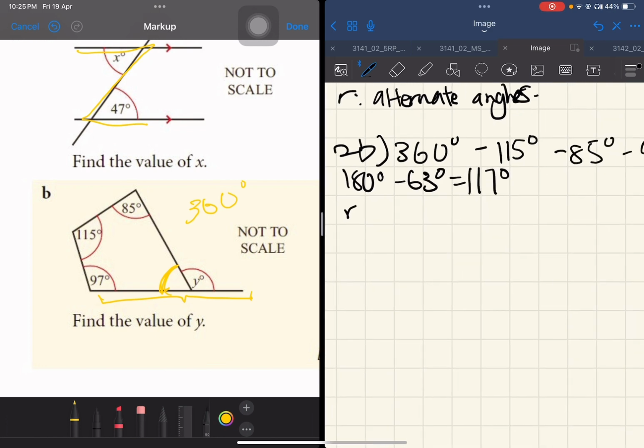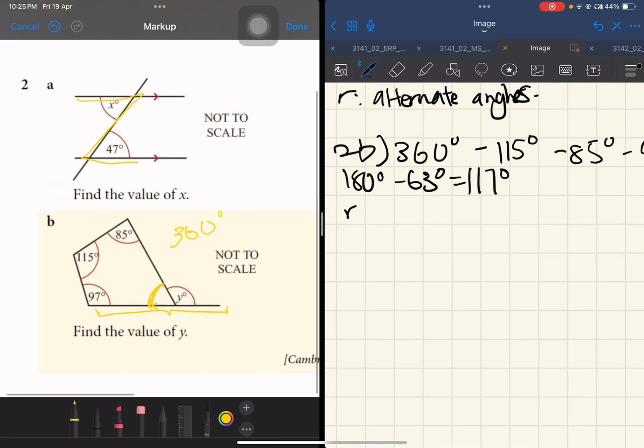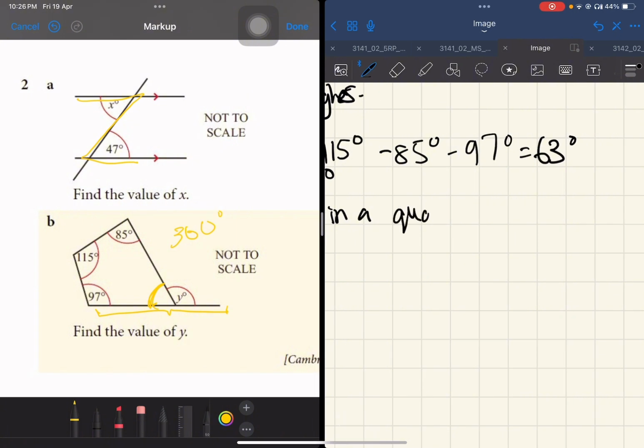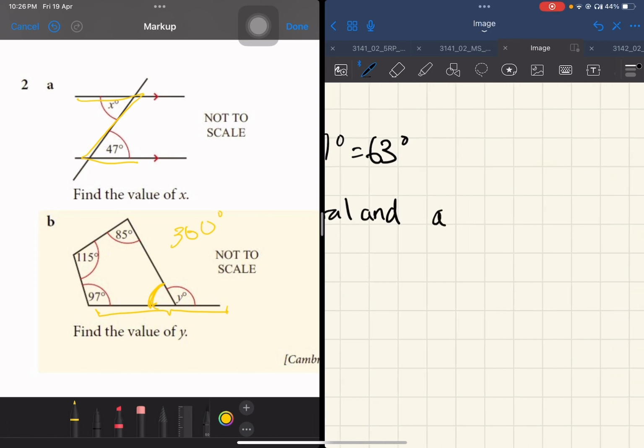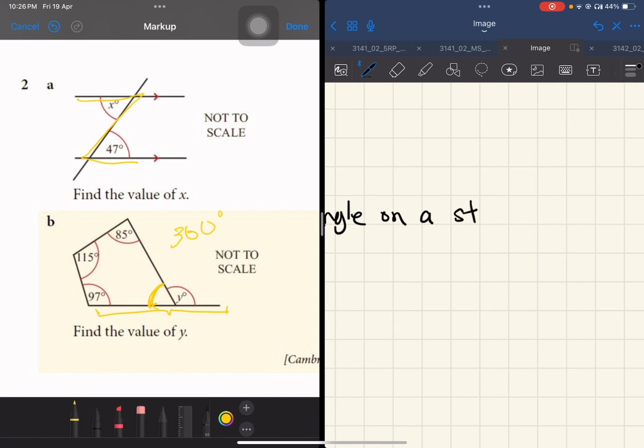You don't have to write the reason because it isn't specified for you to write the reason, but the reason is basically angle sum in a quadrilateral and angle on a straight line, with 180 degrees.